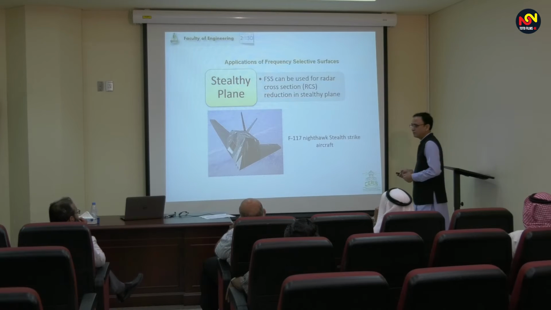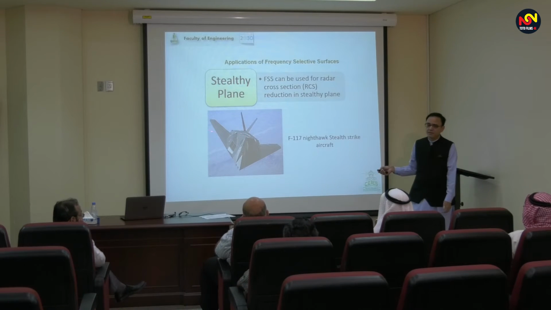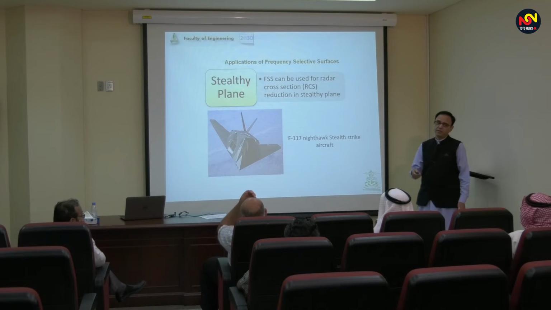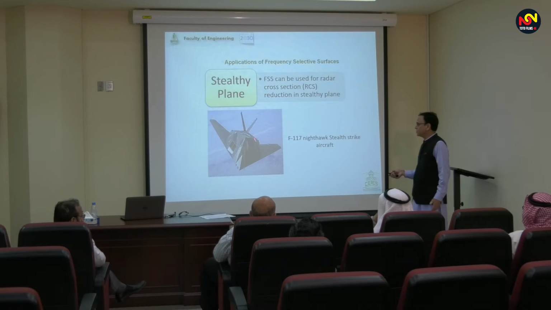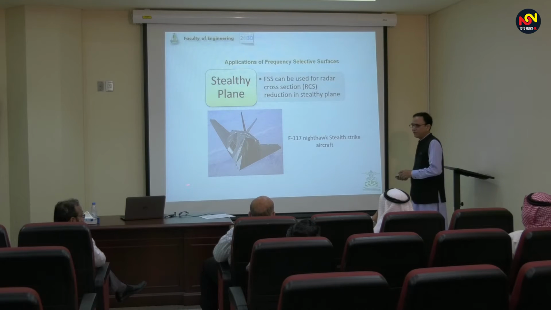All right, here is another example. Do you know what this is? It's a stealth aircraft. If this comes and attacks our country, our radars cannot detect it. Why? Because the surface of this is designed using FSS, and FSS knows the signal, the bandwidth of the radar. So when the bandwidth comes, it passes through rather than reflects.